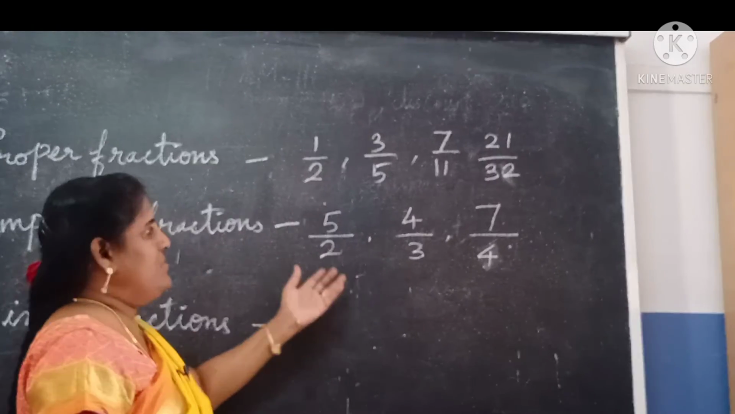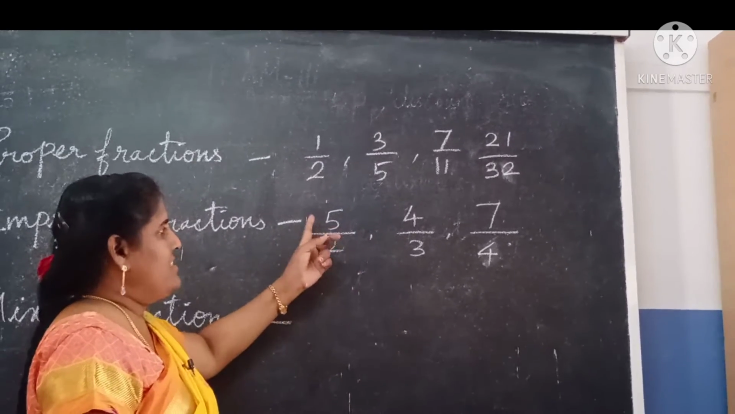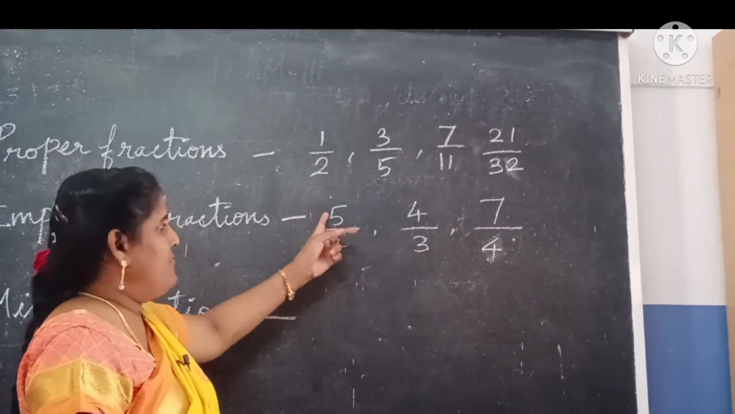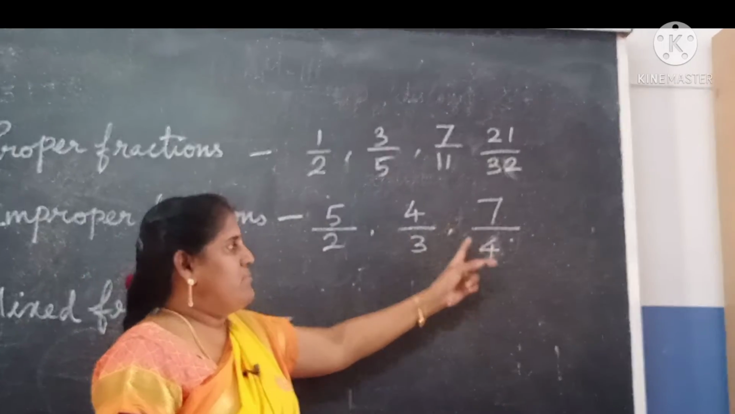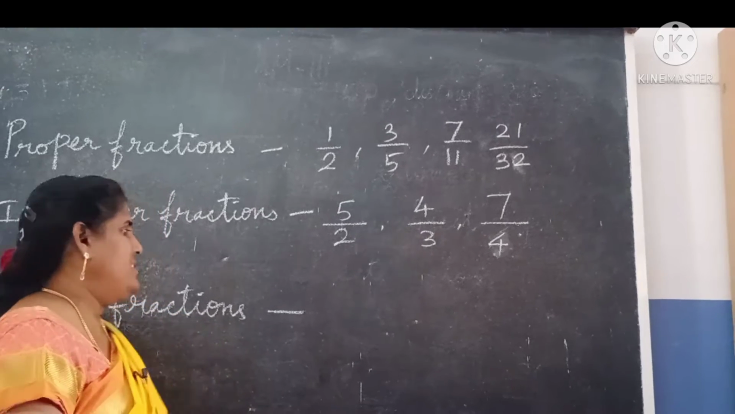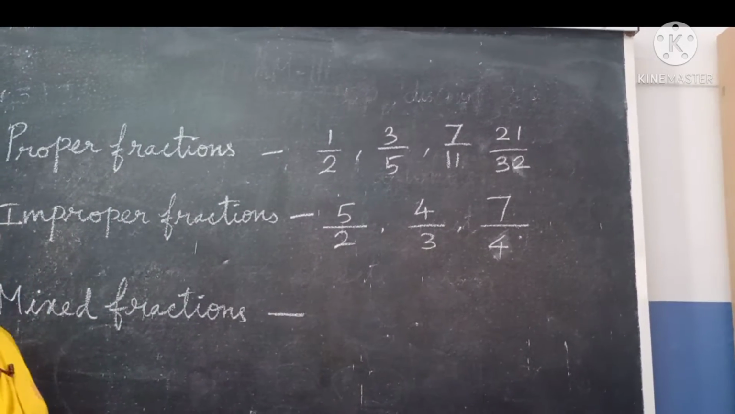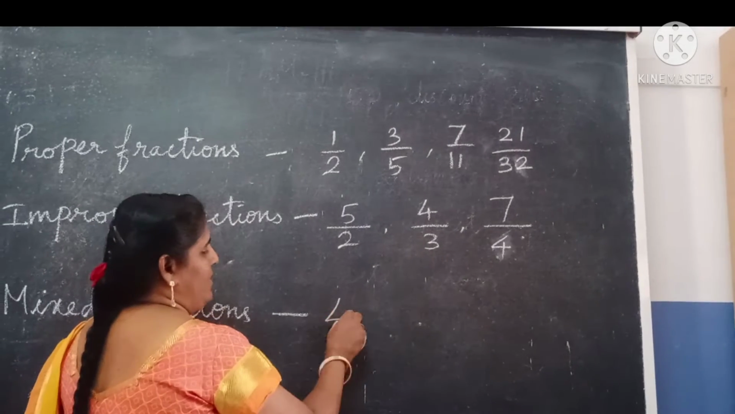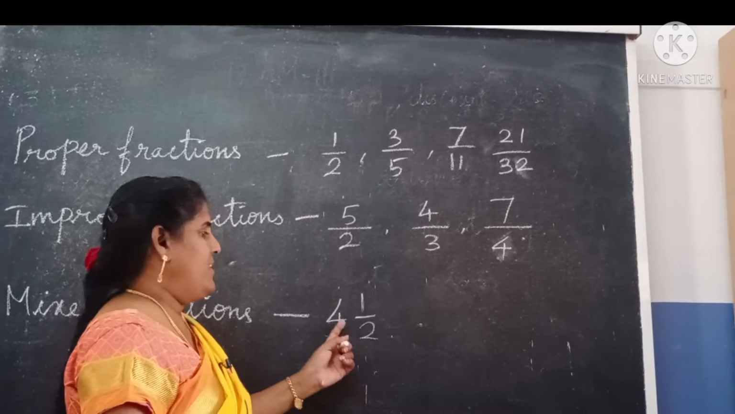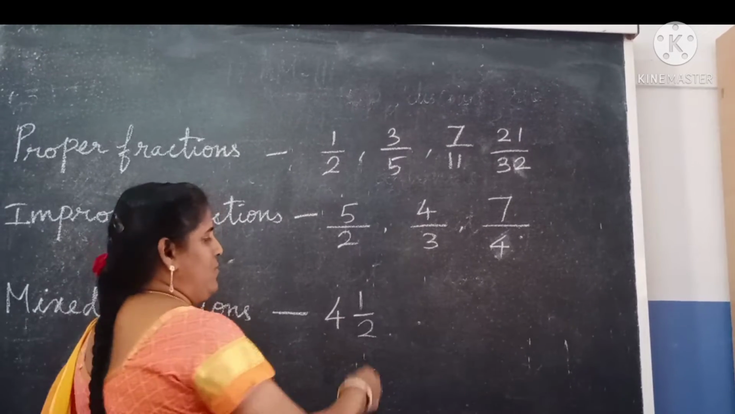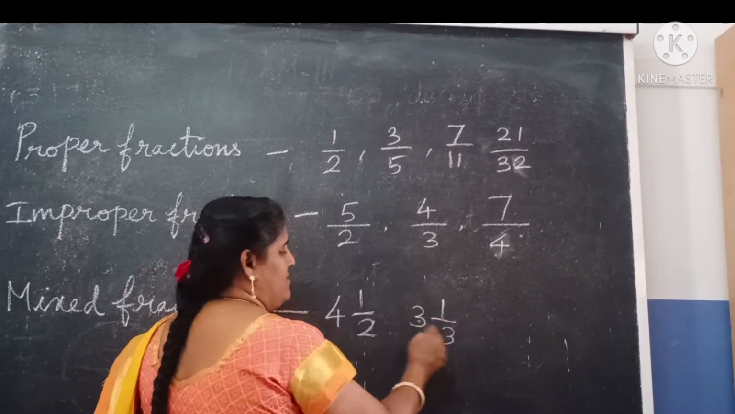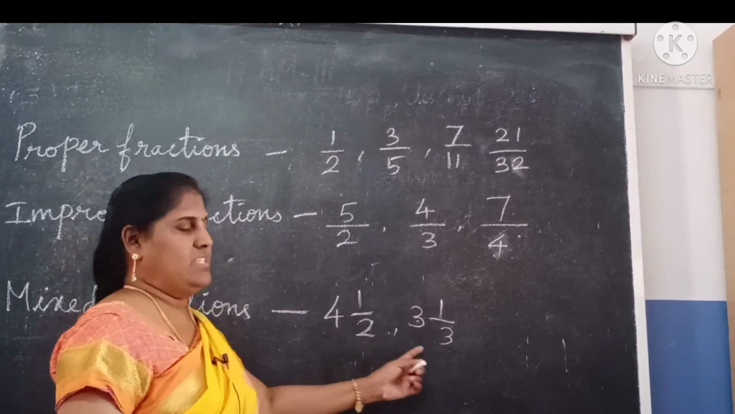Improper fraction is the opposite. If the numerator is greater than the denominator, that is called an improper fraction. For example, 5 by 2, 4 by 3, 7 by 4. These are called improper fractions. And the third one, mixed fraction. Mixed fraction means a whole number is mixed with a fraction. The whole number is 4 and a half, 3 and 1 by 3. These are called mixed fractions.